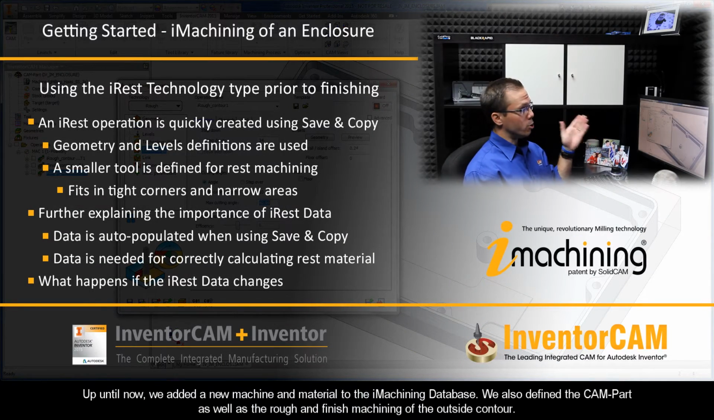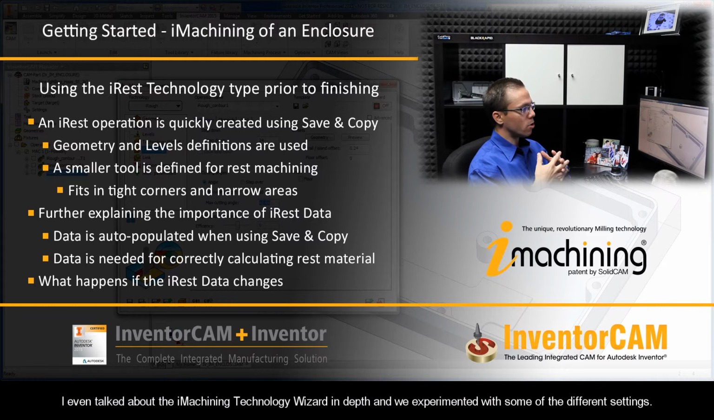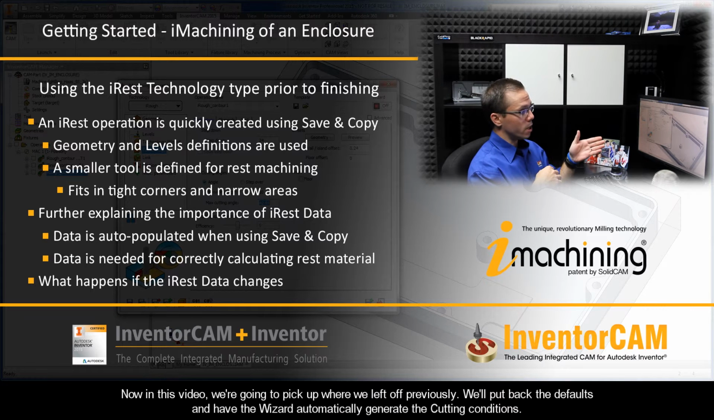Up until now, we added a new machine and material to the iMachining database. We also defined the CAM part, as well as the rough and finish machining of the outside contour. I even talked about the iMachining technology wizard in depth, and we experimented with some of the different settings. Now in this video, we're going to pick up where we left off previously.